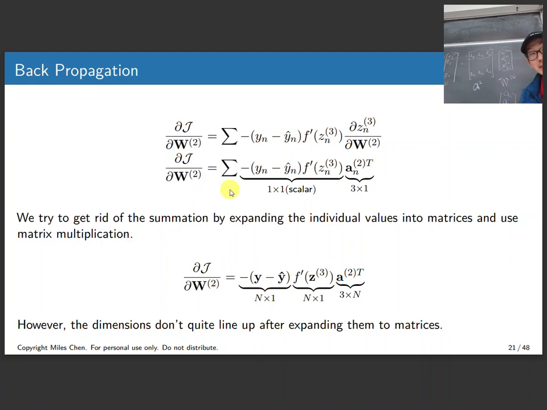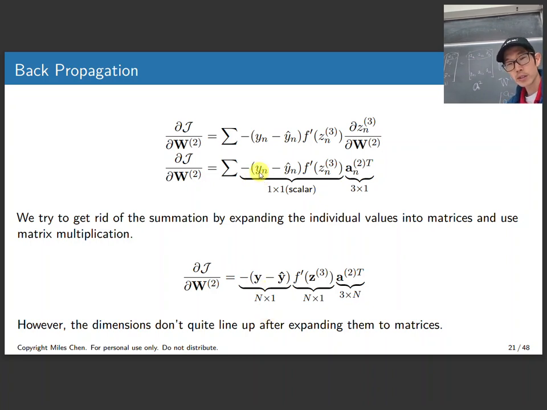So it'd be nice if we can get rid of the summation. Sometimes we can, sometimes we can't. So can we approach this from a vectorized standpoint and try that out? Rather than just looking at each individual value at a time, what if we looked at the entire column of y values? And what would happen if we do that?